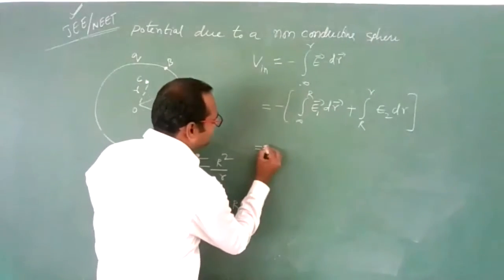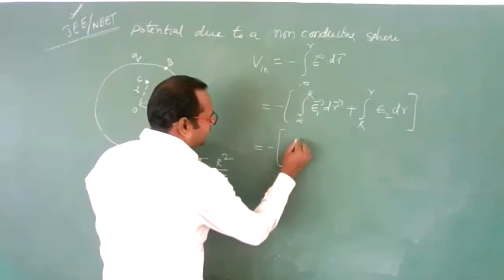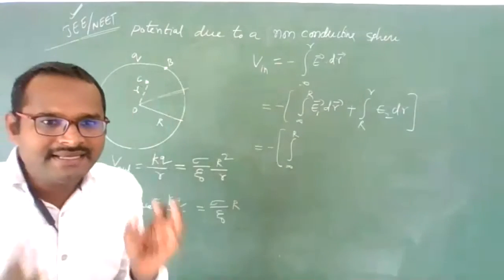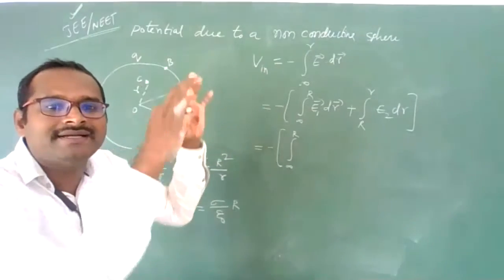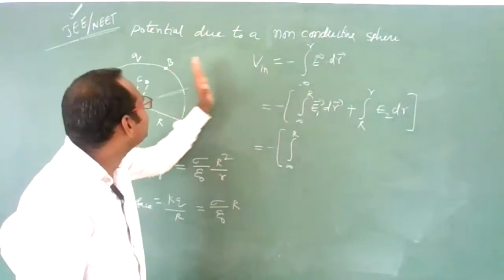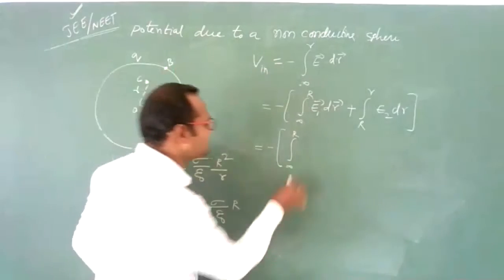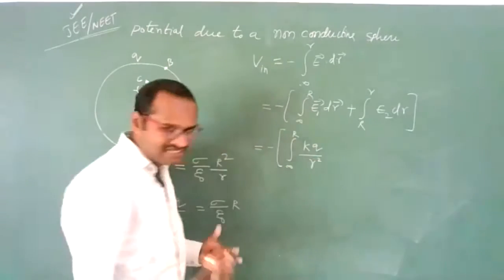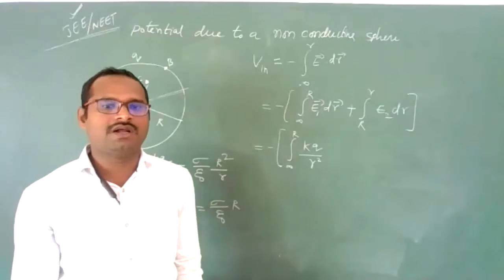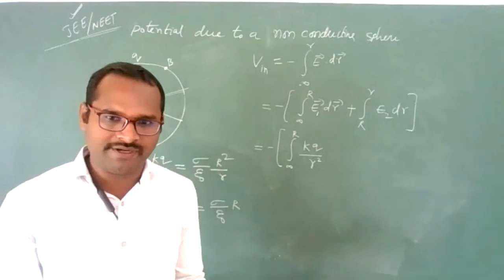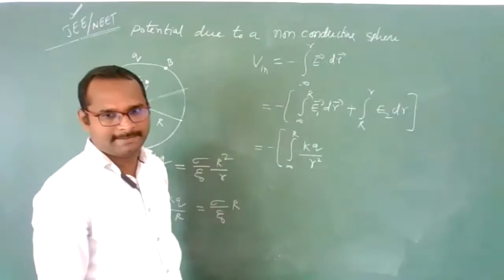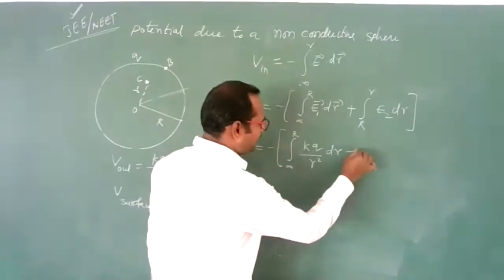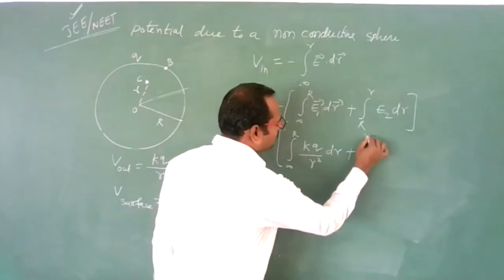Now what I am doing is minus, common bracket, integration of infinity to capital R of E1. E1 is the electric field due to this solid non-conducting sphere for an outside point, on the surface. Yes, this is KQ by small r square. The electric field due to a conducting or non-conducting sphere is the same for an outside point, that is KQ by small r square into dr, plus integration of capital R to small r.